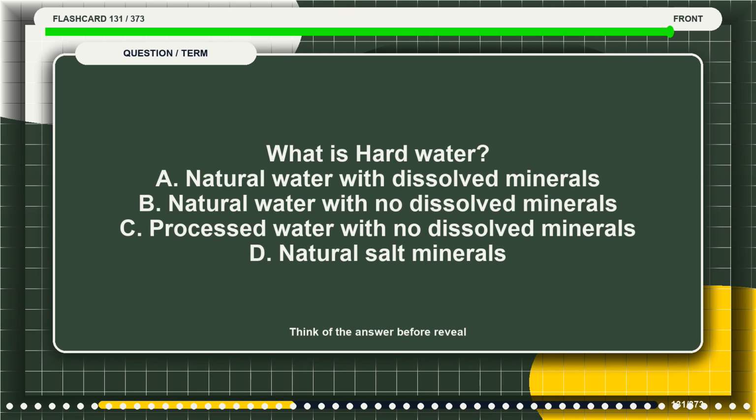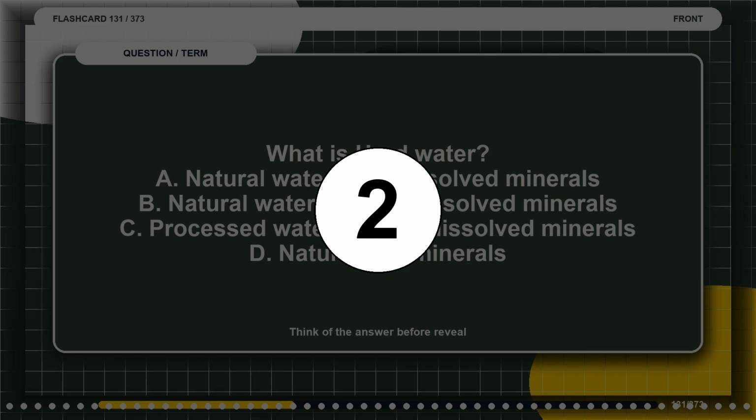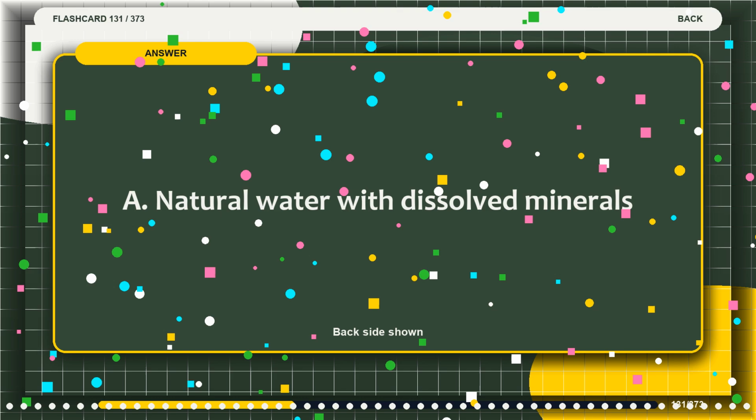Flashcard 131. What is hard water? A. Natural water with dissolved minerals. B. Natural water with no dissolved minerals. C. Processed water with no dissolved minerals. D. Natural salt minerals. Think of the answer before the reveal. The answer is A. Natural water with dissolved minerals.